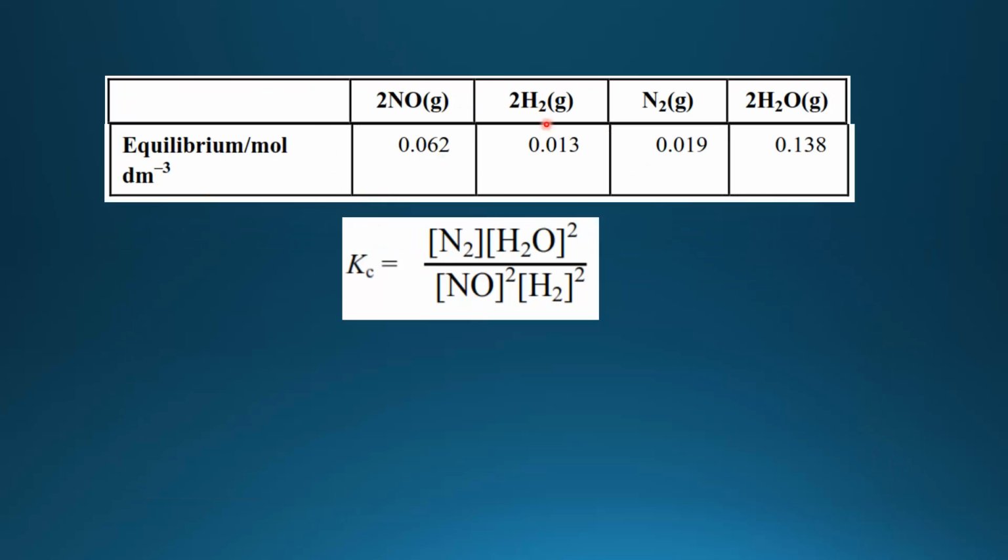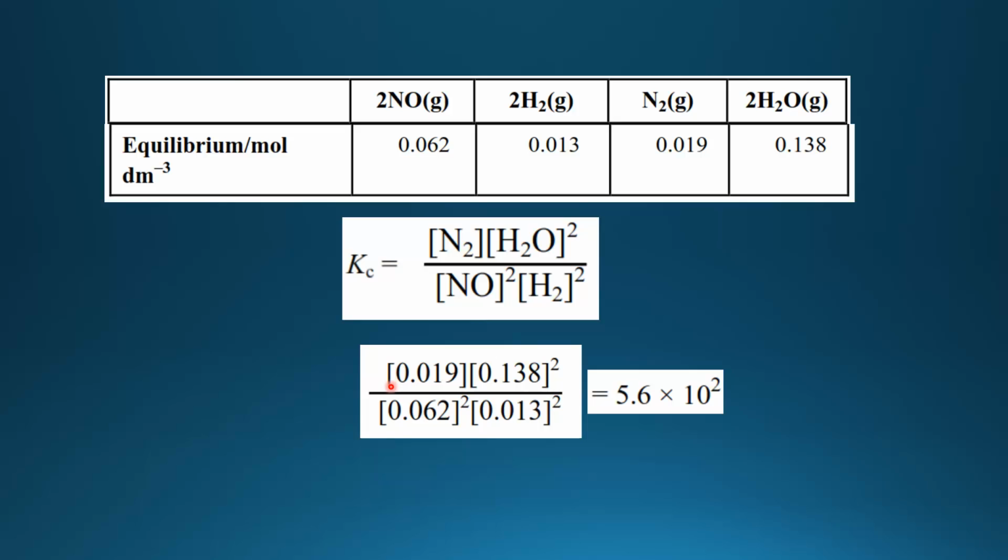Here we have the equilibrium concentrations for the reactants and the products, and next we need to write the equilibrium expression for the reaction. It's the concentration of the nitrogen multiplied by the concentration of the water raised to the power of the coefficient, which in this case is 2. And that's divided by the concentration of the NO, again raised to the power of the coefficient, which is 2, multiplied by the equilibrium concentration of the hydrogen raised to the power of the coefficient, which again is 2.